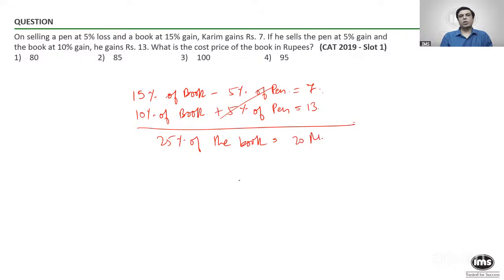So how much is the cost price of the book? 25% means 1/4, so cost price will be 20 into 4. Or you can write it as a percentage and then multiply. So 25% of the book is 20 rupees. Cost price of the book, 100% of the book, is going to be how much? So 100 into 20 upon 25. That is nothing but 80 rupees.